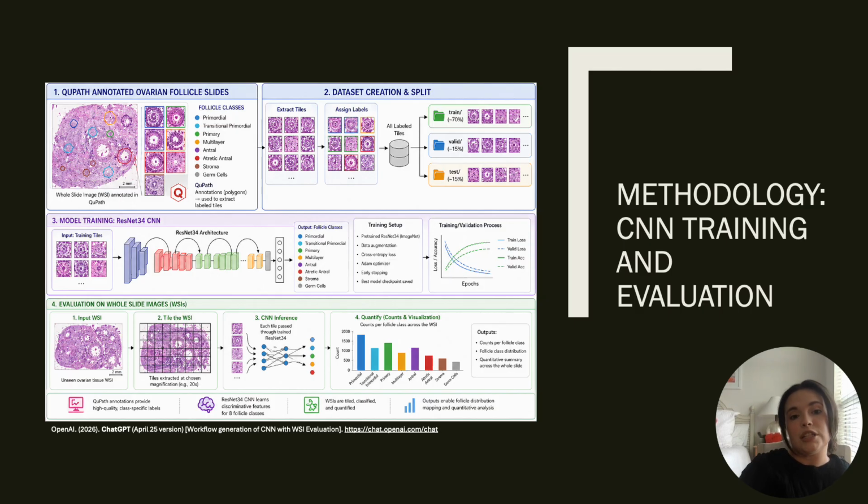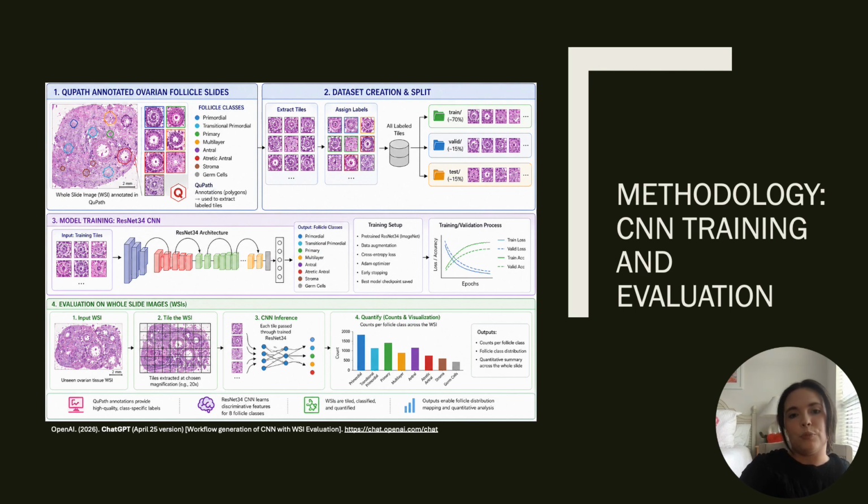These tiles are split into training, validation, and test sets recognized by the ResNet34 model, and the model is then trained using transfer learning that allows the ResNet34 to learn distinguishing histological features efficiently, while monitoring performance and saving the best model using callback features.